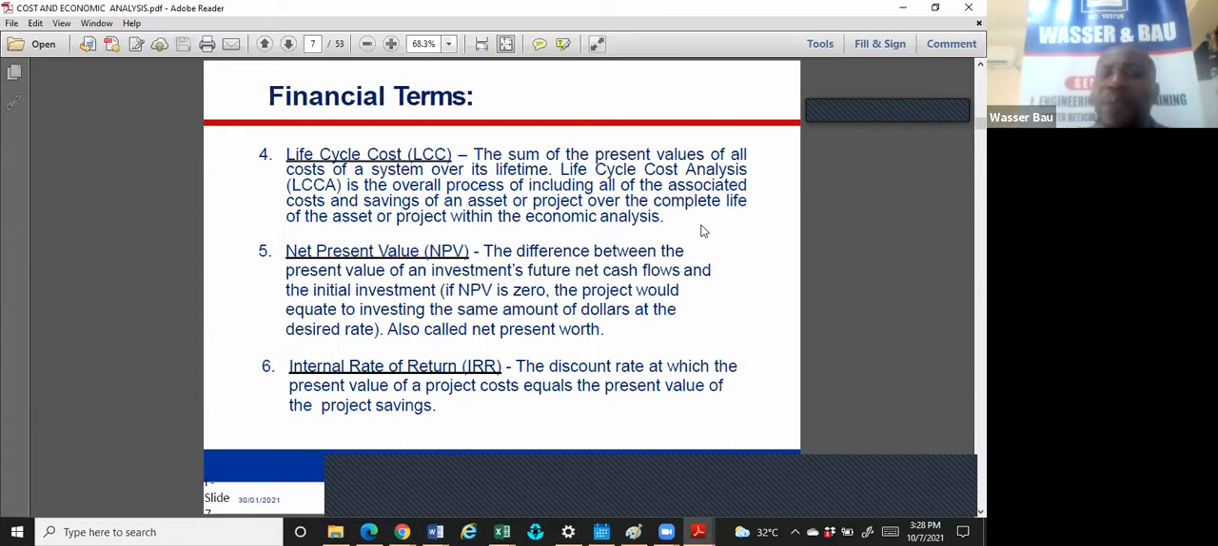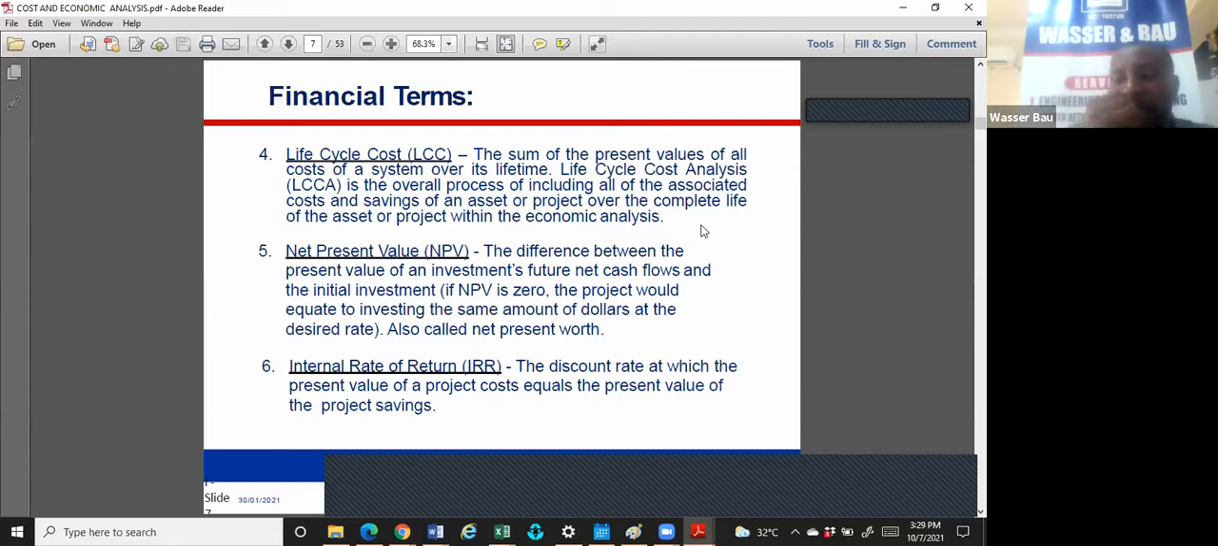The next term is the NPV, which is the net present value. And we say it is the difference between the present value of an investment's future cash flows and the initial investment. In other words, the difference between the future cash flow and the initial investment will give you the net present value. Of course, we all know whenever you see net, net means something subtracted from something. So it means the present value of your future minus the initial investment will give you the net present value.